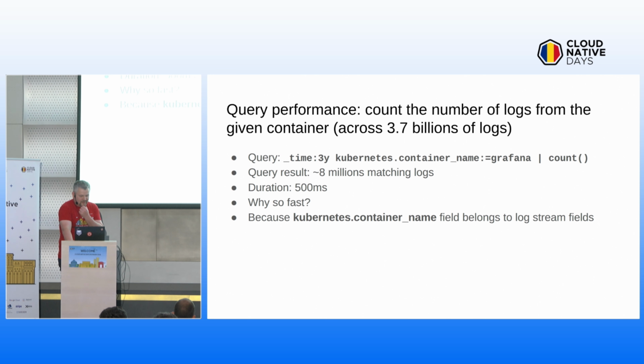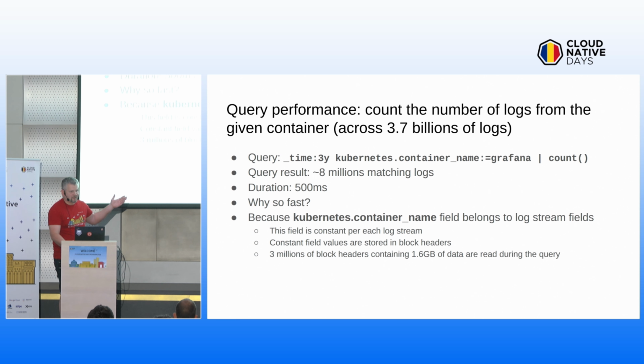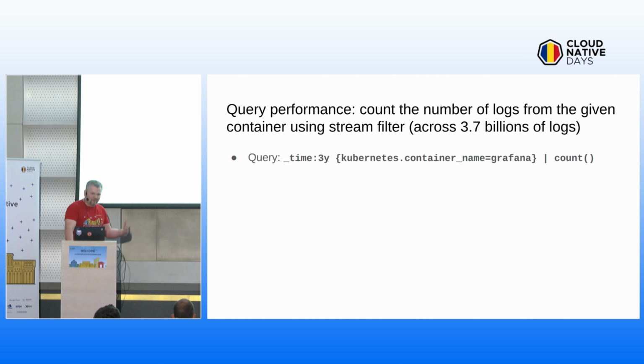Because this Kubernetes container name field belongs to the log stream fields. The log stream is a stream of logs received from a single instance of some application. And every instance of the application has its own constant container name. The data for this field is stored in block headers, and the amount of block headers that need to be read during the execution of the query is 1.6 gigabytes. So the query is fast, but it can be sped up if we use special so-called stream filters.